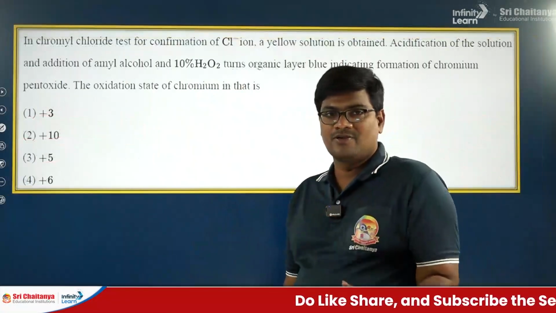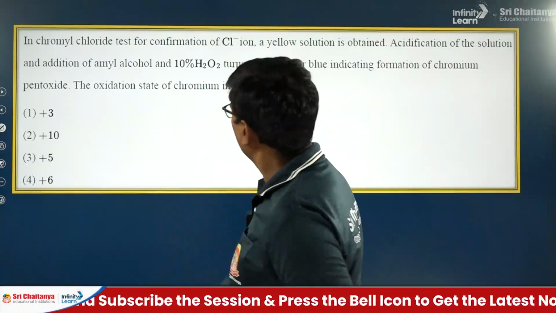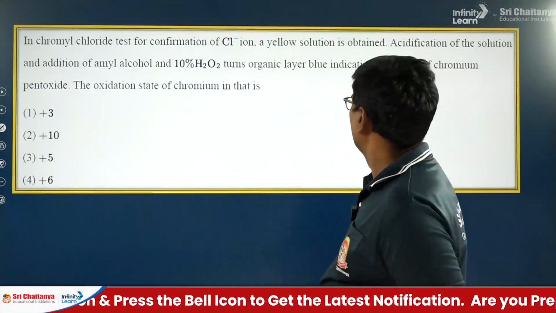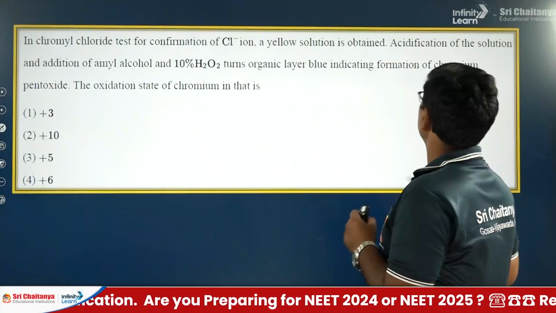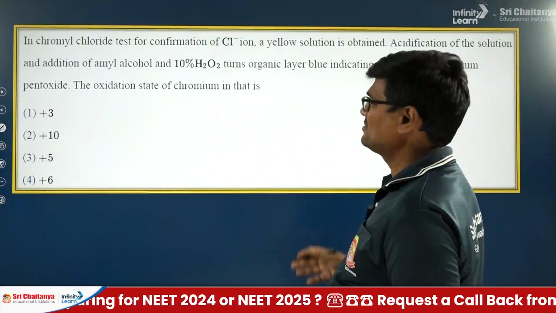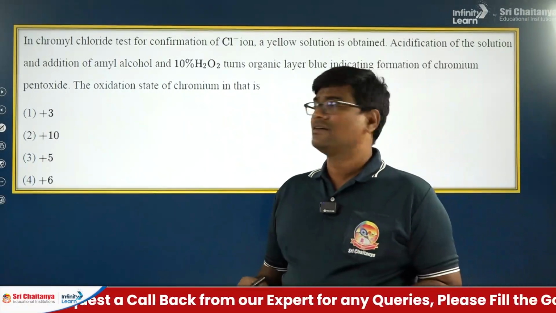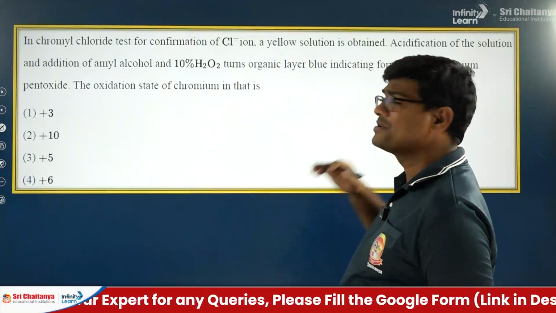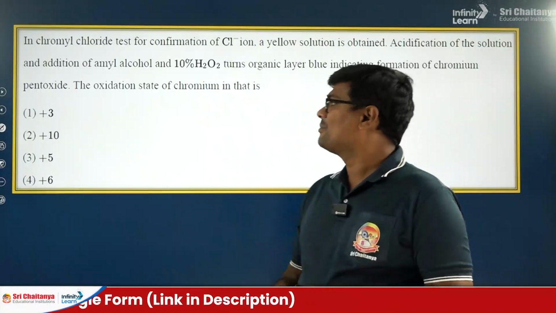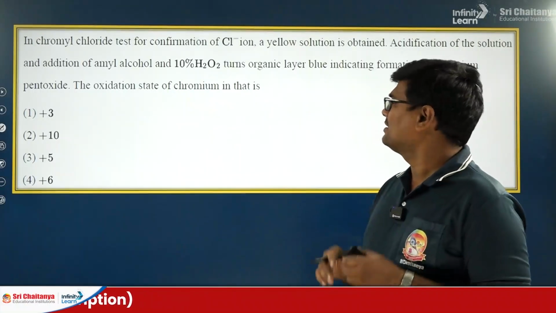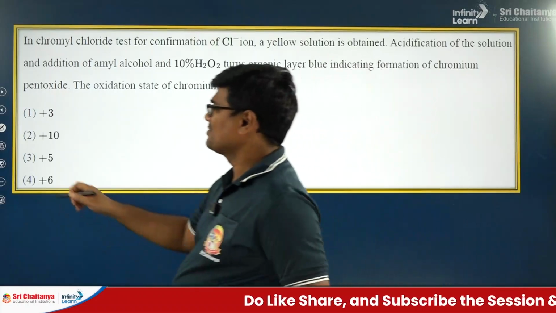Same, the chromyl chloride test only, but let us see what is mentioned in the continuation. In the chromyl chloride test, for confirmation of chloride ion, a yellow solution is obtained. Just now we have seen that it is Na2CrO4. On acidification of this yellow solution and addition of amyl alcohol and 10% hydrogen peroxide, an organic layer forms, a blue color layer, indicating the formation of chromium pentoxide. The oxidation state of chromium in that is... Here, they have already mentioned what the product is also.